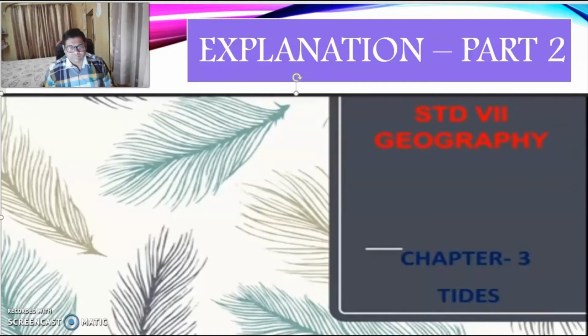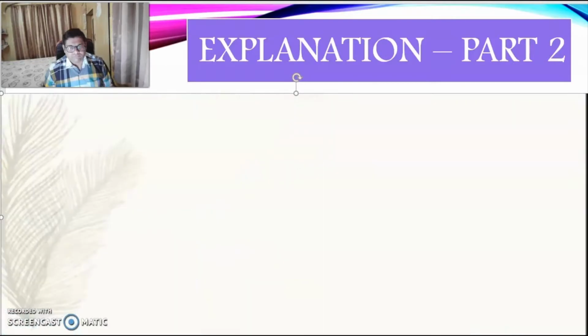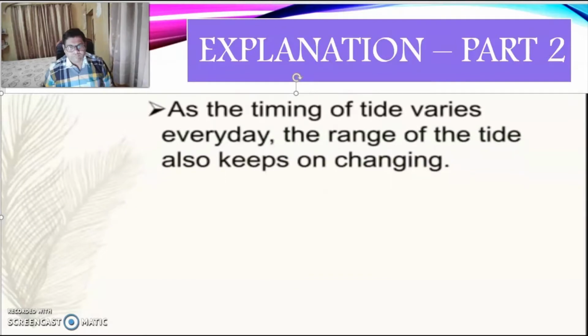So today we are going to learn about the different types of tides. Okay. So types of tides. Now how are these tides classified? As the timing of tide varies every day, the range of the tide also keeps on changing.